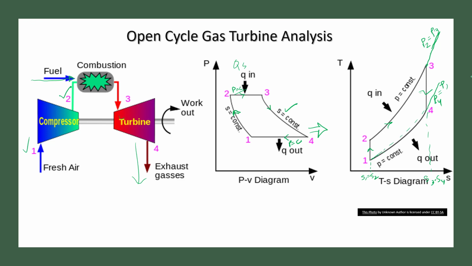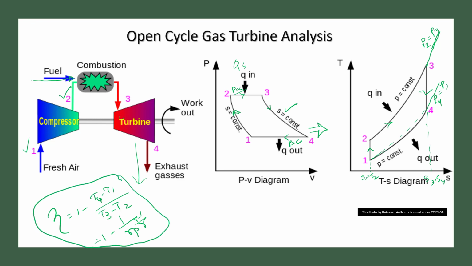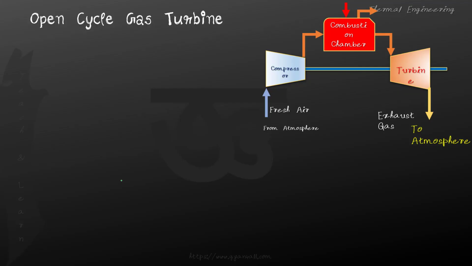Now we want to analyze this cycle like the closed cycle gas turbine. In the closed cycle gas turbine, we discussed that efficiency is equal to 1 minus (T4 minus T1) divided by (T3 minus T2). And that is actually equal to 1 by Rp to the power (gamma minus 1) by gamma. I think so, this was the formula. I can't remember it properly. Let's see how we can analyze the open cycle gas turbine. There is a slight difference. Actually almost the same, but there is a slight difference in the approach.